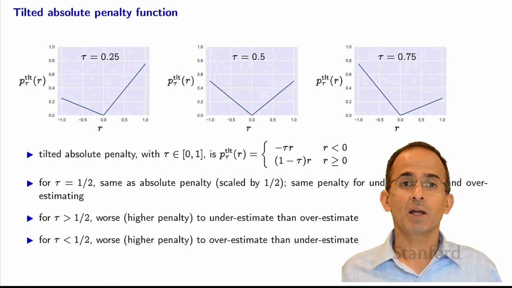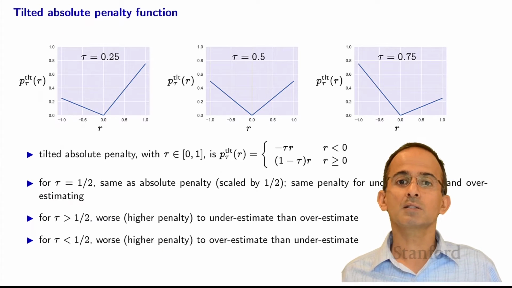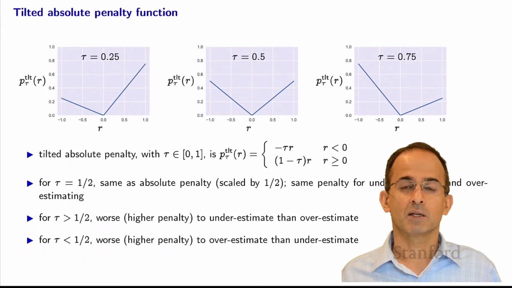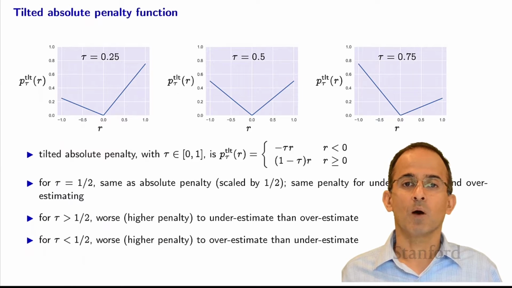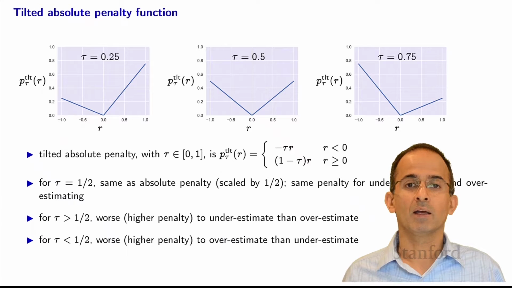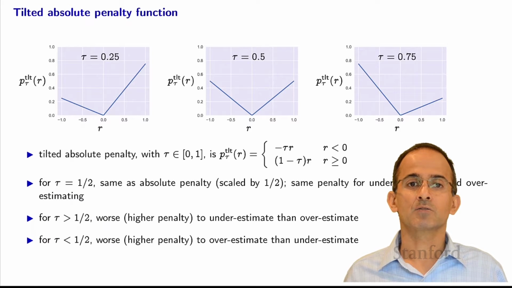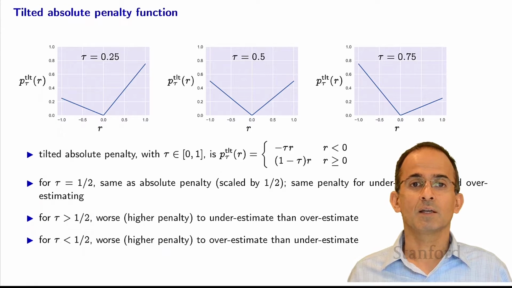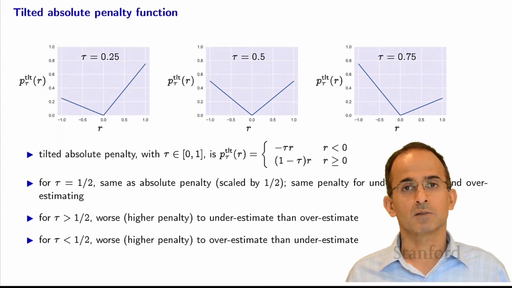When tau is greater than a half, then it's worse to underestimate than to overestimate. Remember, the residual is ŷ minus y, so the residual being positive means that ŷ is greater than y. And so when tau is greater than a half, our penalty is less for positive r than for negative r. And similarly, when tau is less than a half, it's worse to overestimate than to underestimate.